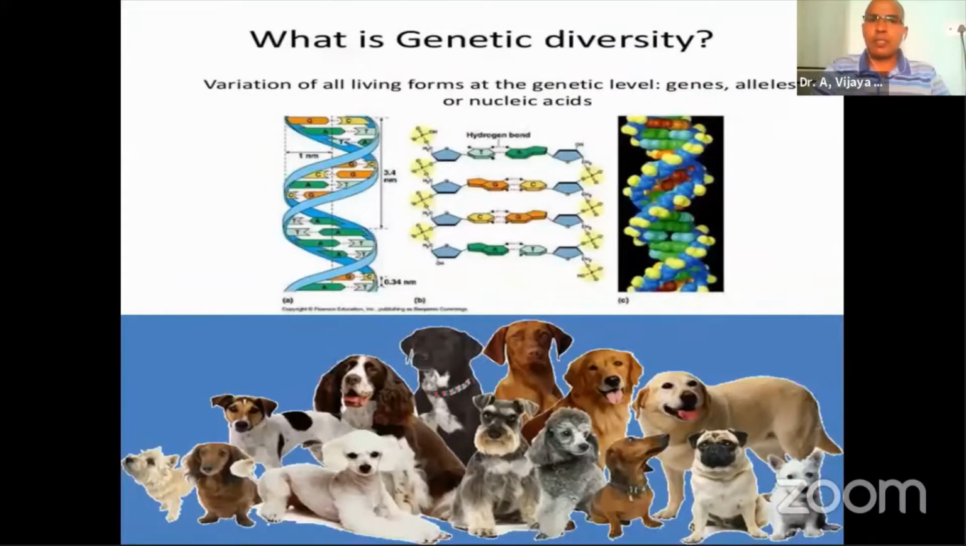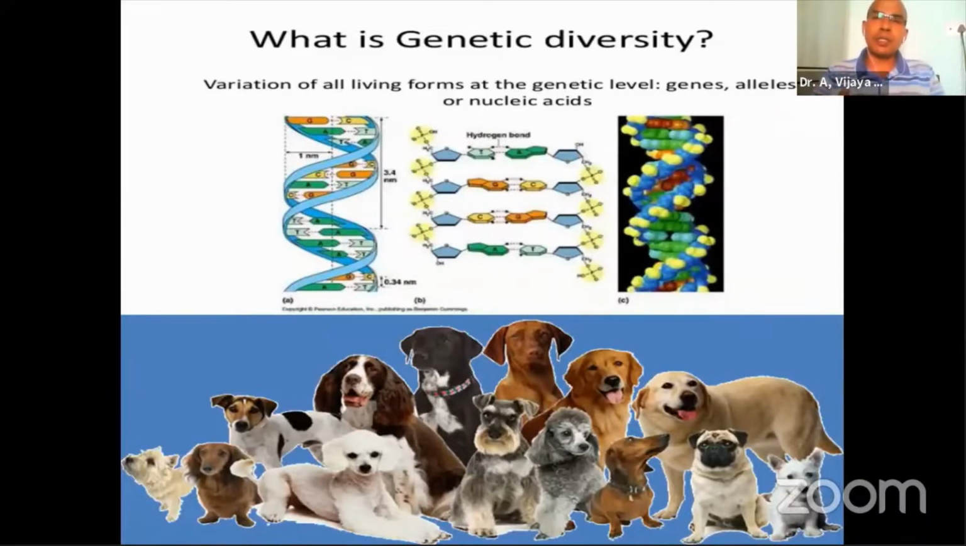And let us see what genetic diversity is. Genetic diversity always plays an important role. It is the variation of all living forms at the genetic level, genes, alleles, or nucleic acids, that gives a huge amount of varieties. After some period of existence, they all will become species. Like this, it goes on.